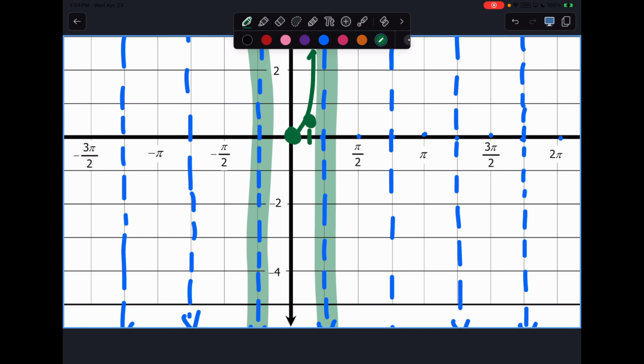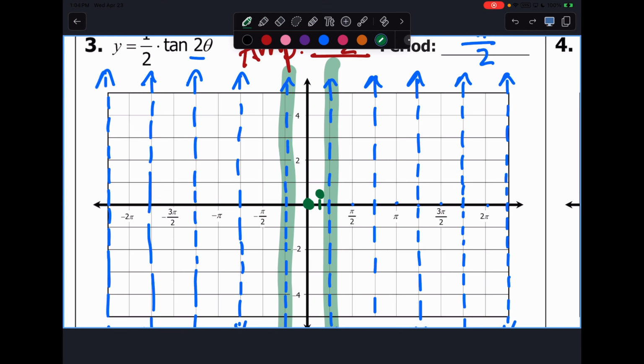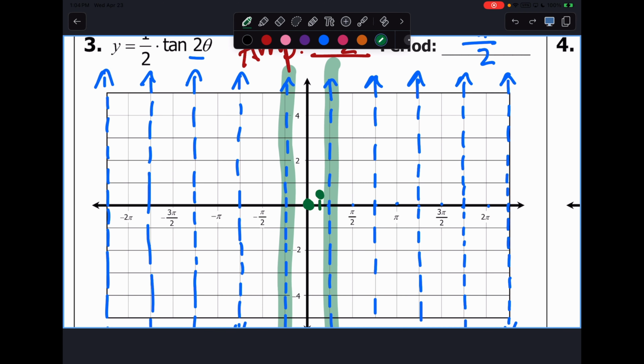Why? Because it's half to the right and halfway up, right? Okay. I'm going to go to the left half and go down half. And rinse and repeat. Okay?